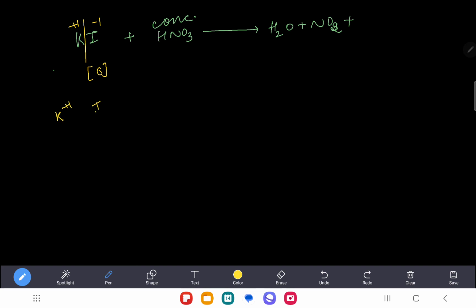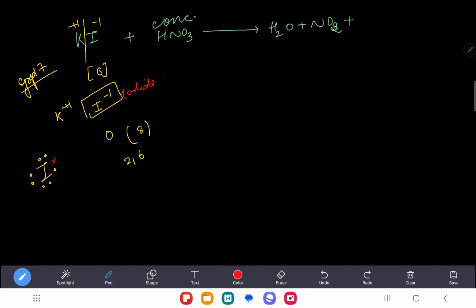So it forms K plus and I minus 1 and there is nascent oxygen. So nascent oxygen is going to do what? Tell me. Nascent oxygen is again atomic number 8, configuration 2,6. And what about iodide? Iodide belongs to group 17. So it already has 7 electrons like chlorine. 1, 2, 3, 4, 5, 6, 7. But this is iodide. That means what? That it has a cross, the extra electron it has. So what exactly does that mean? That when it comes in contact with oxygen, oxygen is going to pull that extra electron.